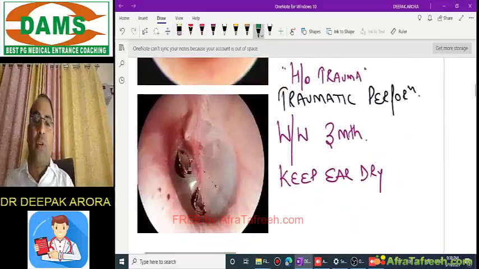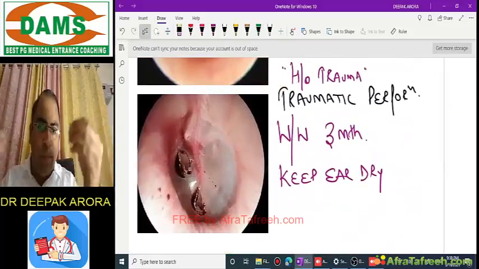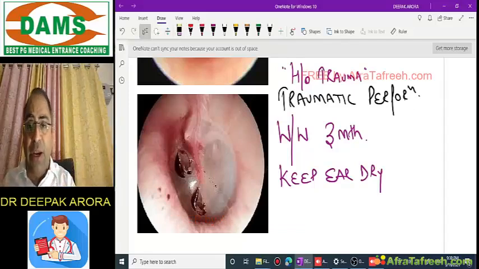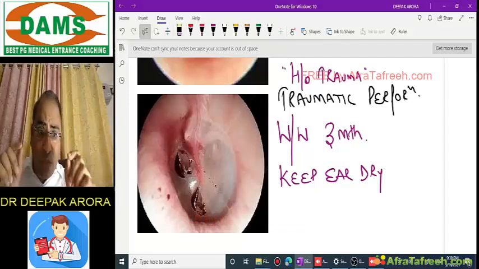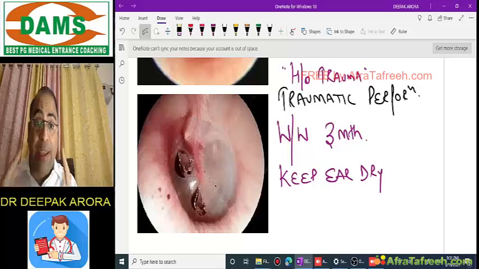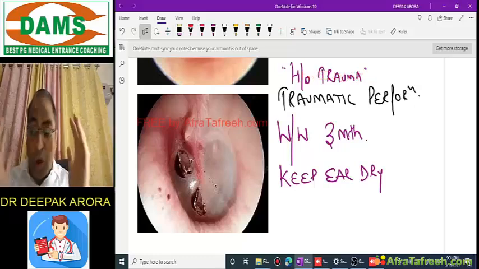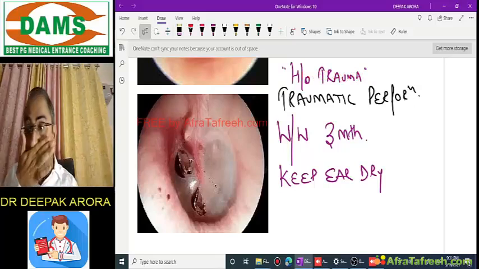There will be a history of trauma. A 5-year-old child or maybe a 30-year-old, age distribution is not there. But if there is a trauma on the tympanic membrane, you will have a traumatic perforation. What is the key word? Wait and watch is the treatment. There will be a clinical vignette, long history, but the MCQ will be on wait and watch.